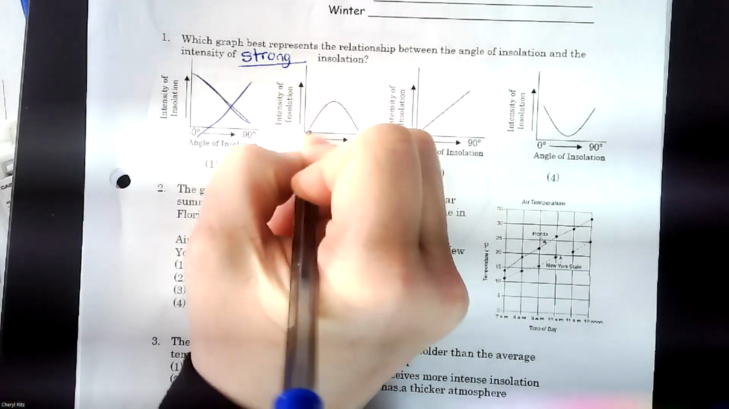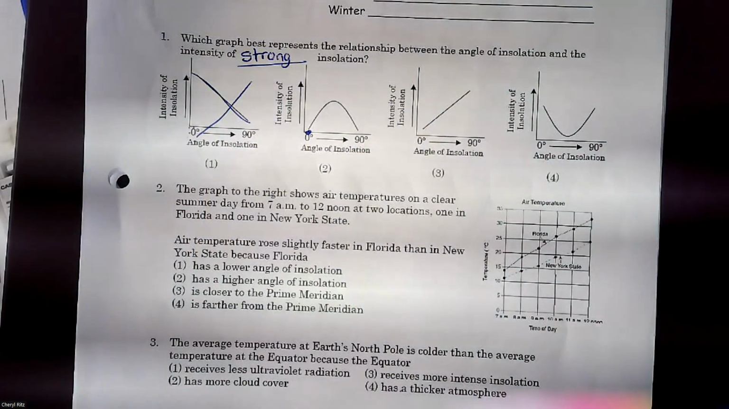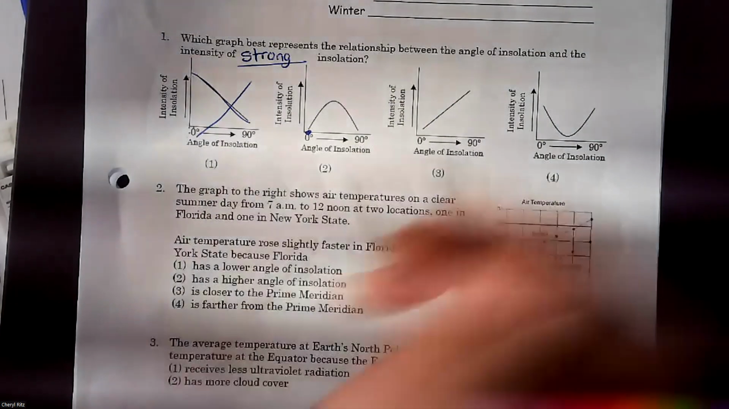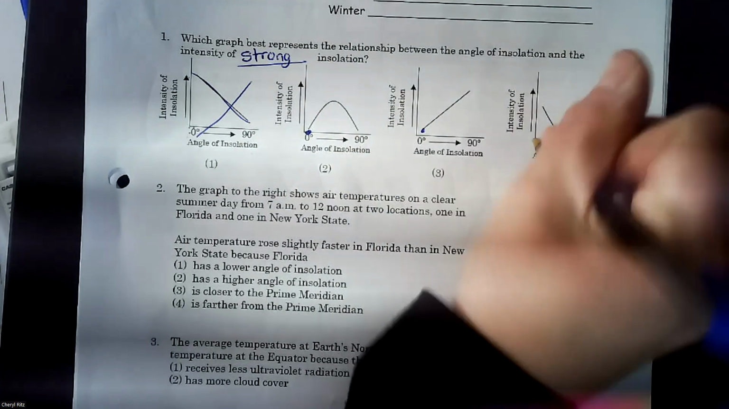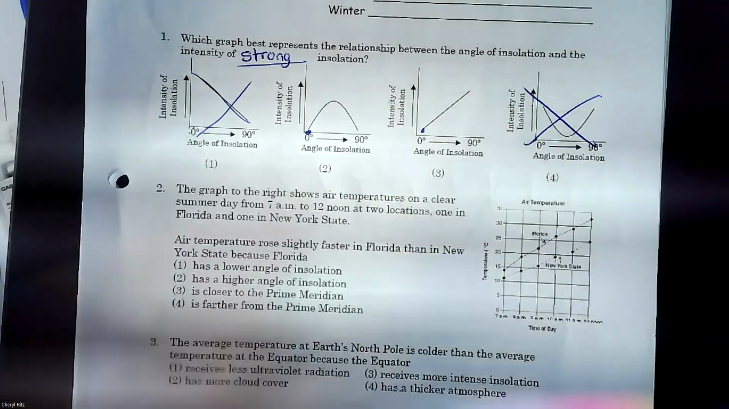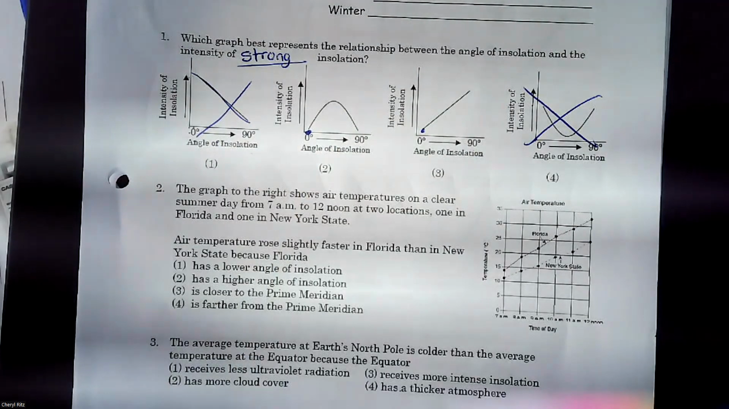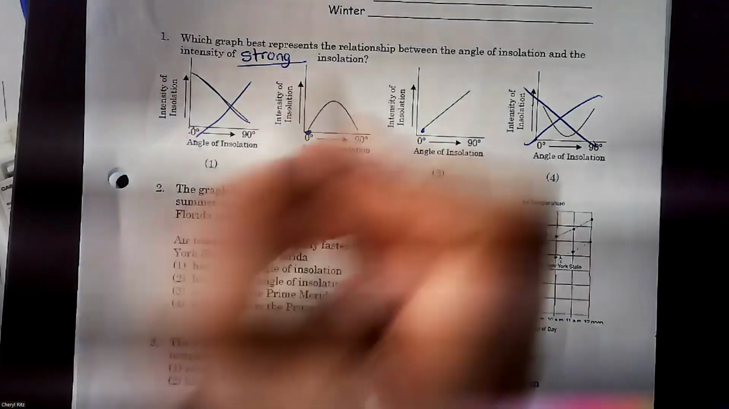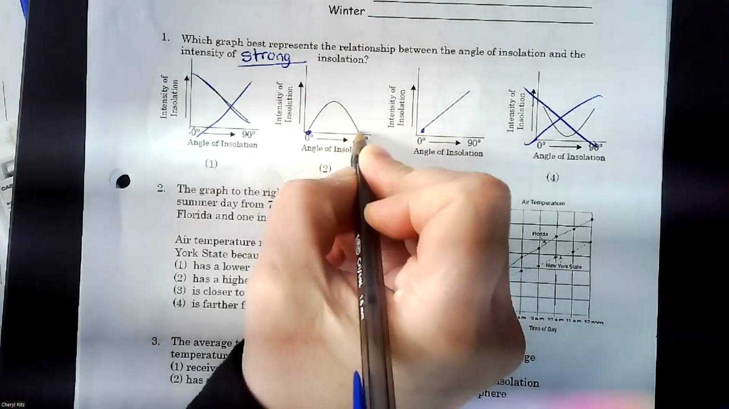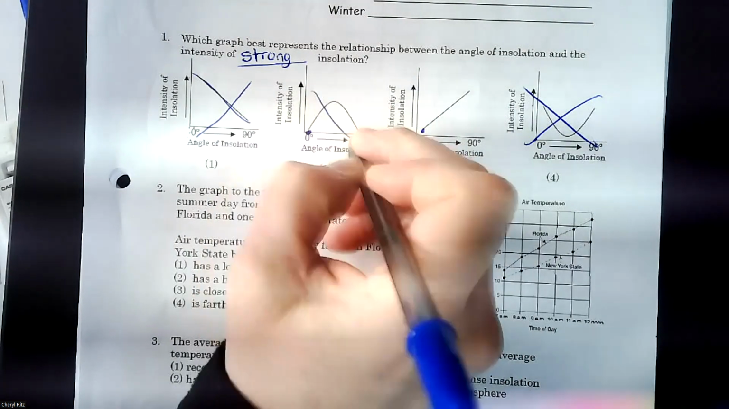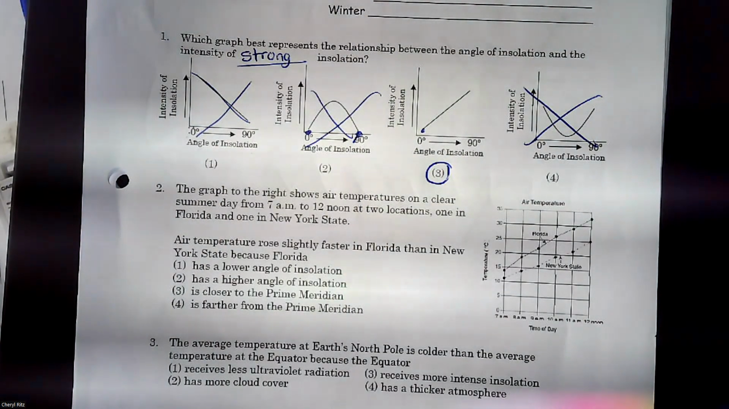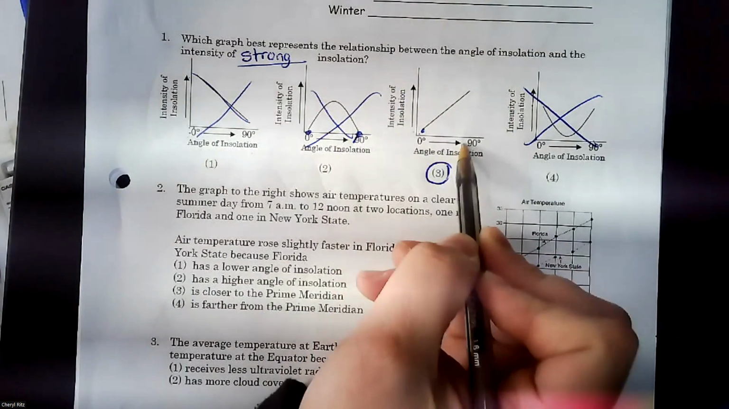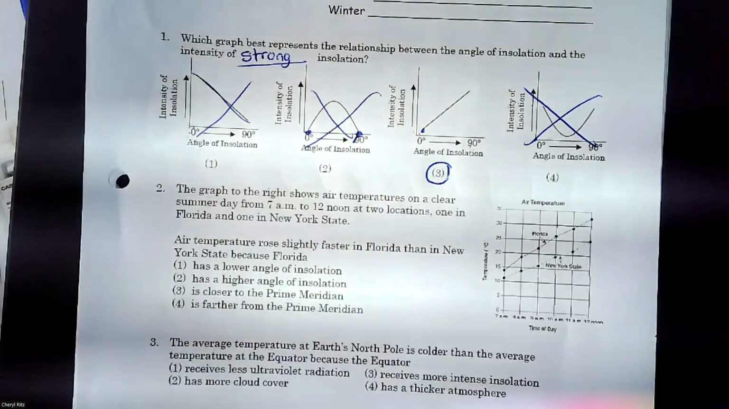Number 2 does have a weak intensity at a low angle, so that's still a possibility. But number 3 as well. But this one says low angle, strong intensity. So then we got to look here. A 90-degree angle, are we going to have a strong sun or a weak sun? Strong. So here's 90. This one says 90 would have a weak intensity. So that's not it. That's definitely not. We've got answer number 3. Low angle, weak sunlight, 90 degrees, strong sunlight.